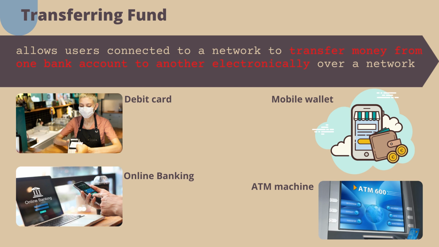Number two, mobile wallet. A mobile wallet is an app that stores your debit and credit card details so that you can pay for things digitally using a mobile device, such as an e-wallet. Number three, debit card. A debit card allows you to make electronic fund transfer transactions. You can use your debit card to make purchases or pay bills online, in person, or over the phone.